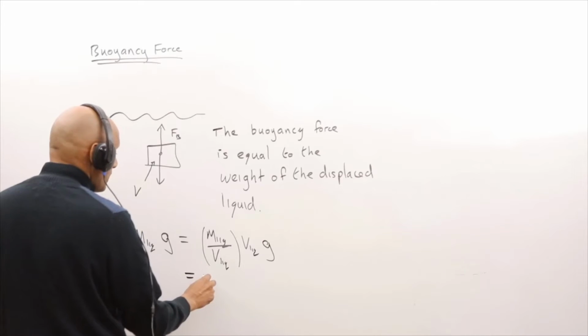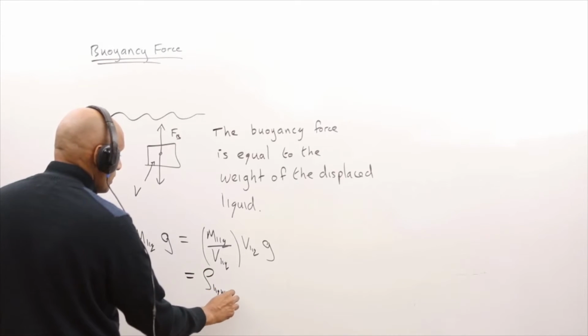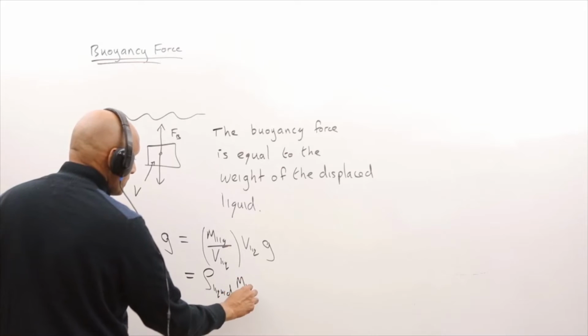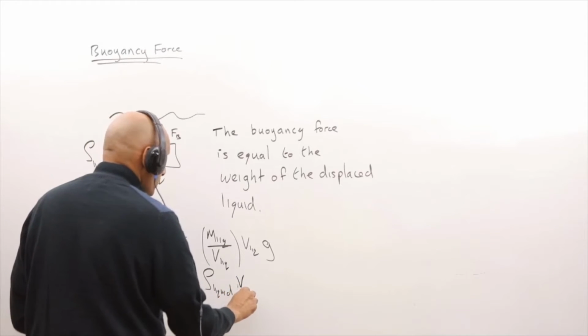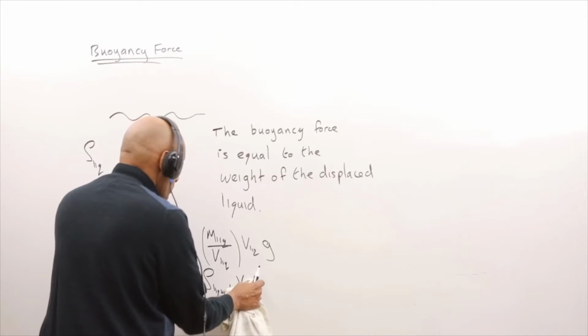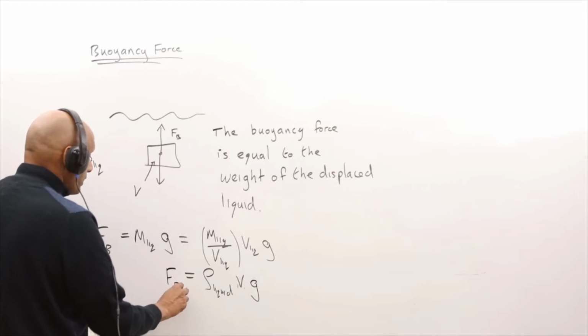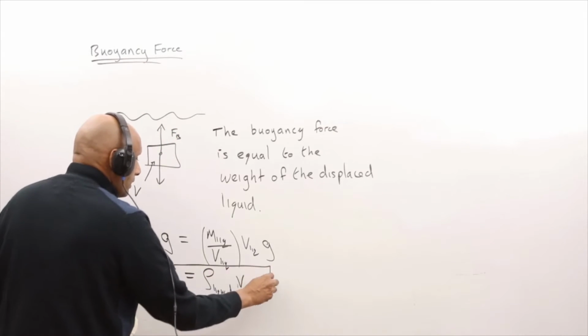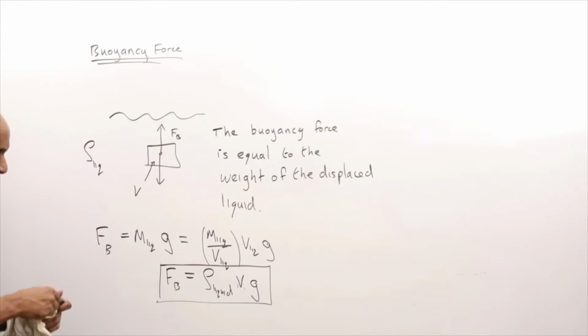So a lot of people write this in terms of the density of the liquid times the displaced volume. I'll just call it V for short, times the gravitational acceleration is the buoyancy force. This is called Archimedes Principle. So let me give you an example of this with water.